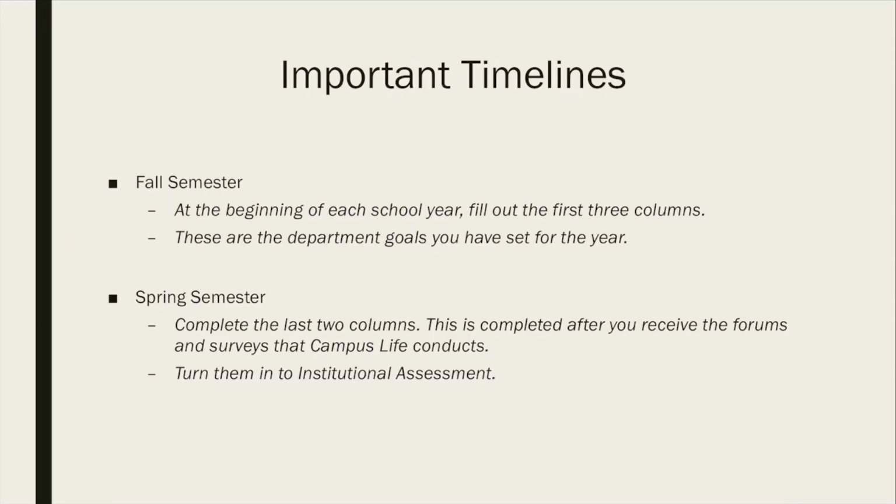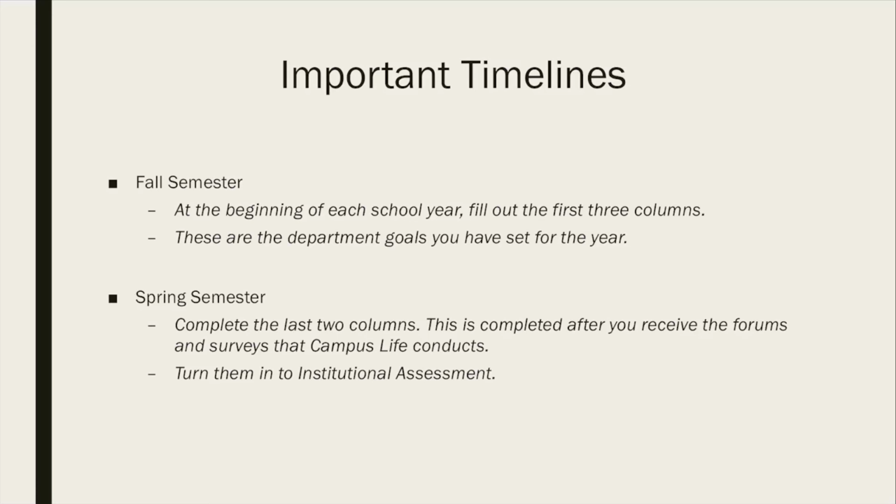Now, important timelines, this is just to reiterate, so if you want to fall back on this video, you can. The fall semester, you fill out the first three columns. These are your goals and what you want to do for that current year. The spring semester, you'll complete the last two columns after you've received all the data that you need to be able to determine how well you did, or if you met your goals or not. And then I'll collect all of those and I'll be able to report to SACS what we're doing, and we can stay within their requirements, and we'll also know how we're doing.